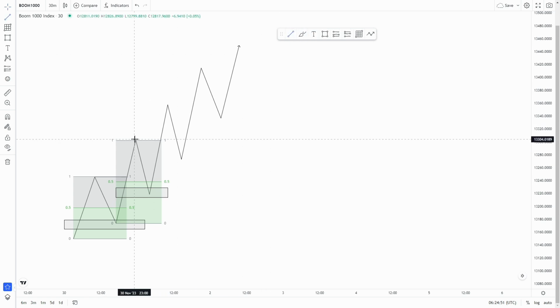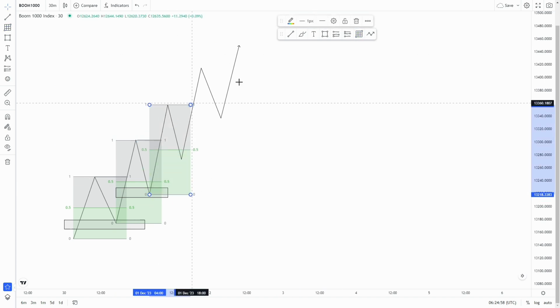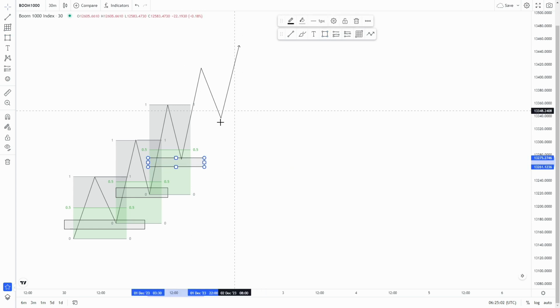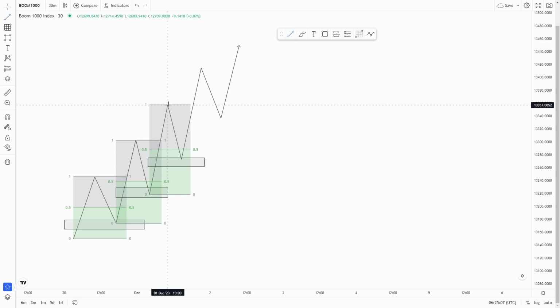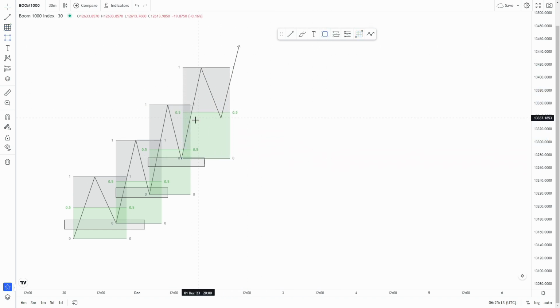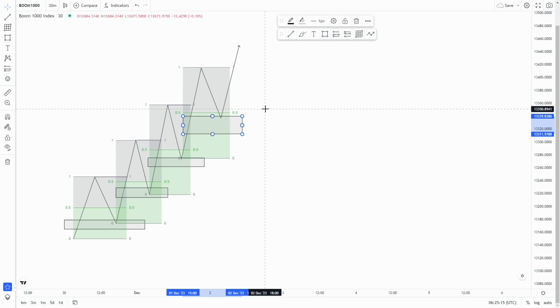As soon as price takes out this high, you're going to do exactly the same. You're going to measure it below the 50%, enter on your fair value gap, stop loss beneath the low. As soon as price breaks this high, you do exactly the same, measure it, enter from a fair value gap.